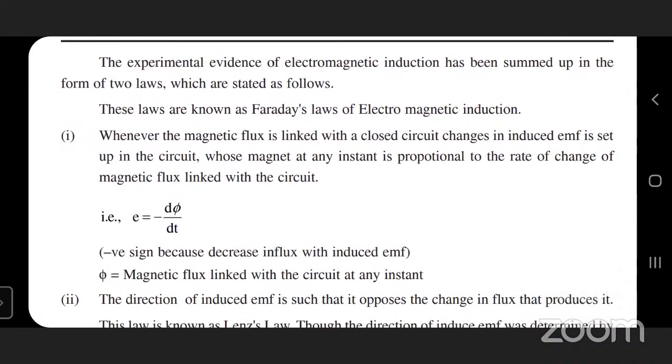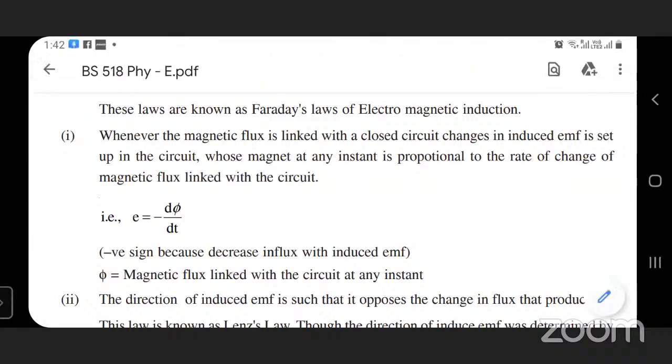Whenever the magnetic flux linked with a closed circuit changes, an induced EMF is set up in the circuit, whose magnitude at any instant is proportional to the rate of change of magnetic flux linked with the circuit. Magnetic flux means phi B equals the surface integral of B dot dS. Therefore, EMF equals minus d phi by dt.